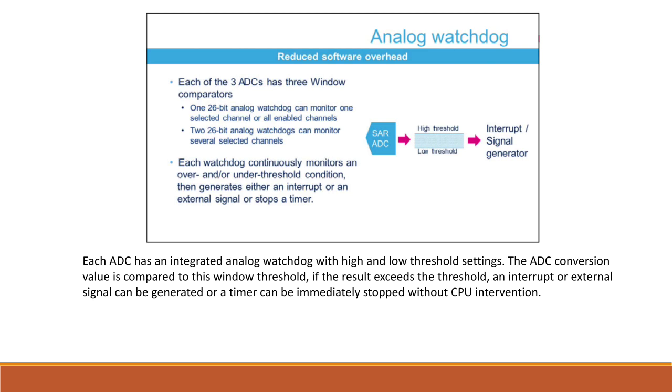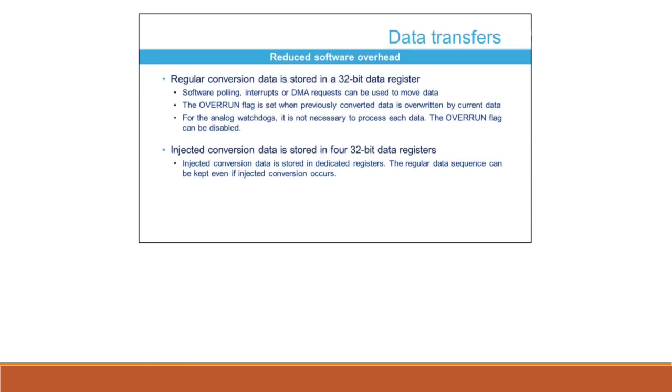So reduce the software overhead. We can see even in terms of data transfers. Regular conversion data is stored in a 32-bit data register. Software polling, interrupts or DMA requests can be used to move data. The overrun flag is set when previously converted data is overwritten by current data.